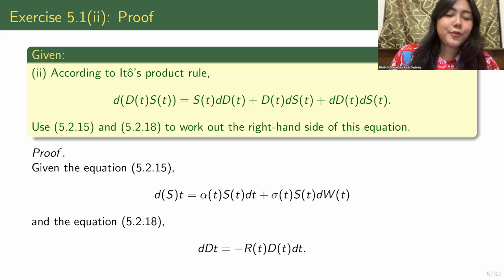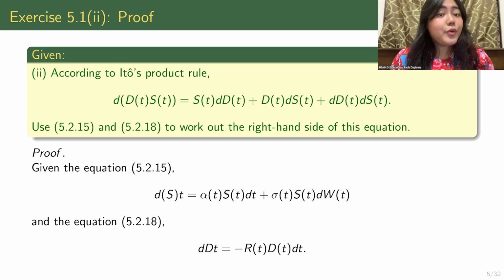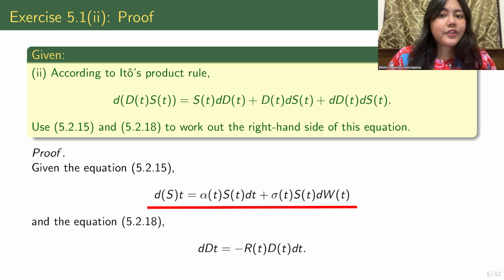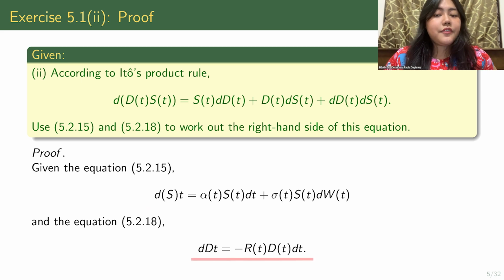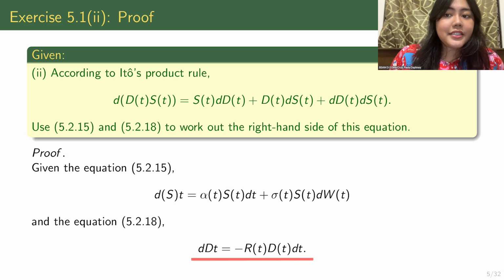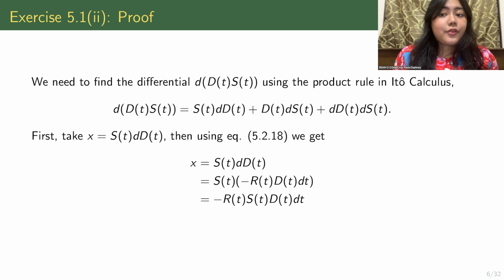Okay, to start with the proof, we have the given equations from the book of Steve Shreve. First being the differential of S(t) equals alpha(t) times S(t) times dt plus sigma(t) times S(t) times the differential of W(t). And the second equation being the differential of D(t) equals negative r(t) times D(t) times dt. Now, using these given equations, we need to find the differential of the product of D(t) and S(t) using the product rule in Ito's calculus.